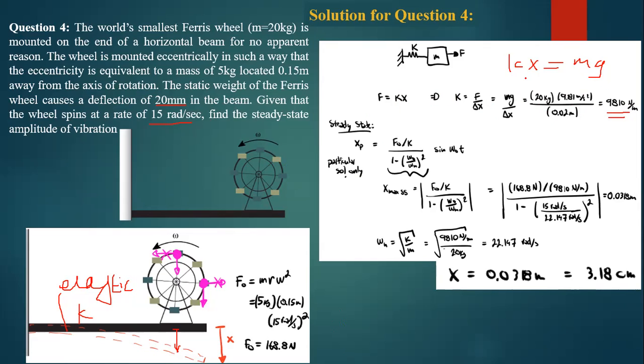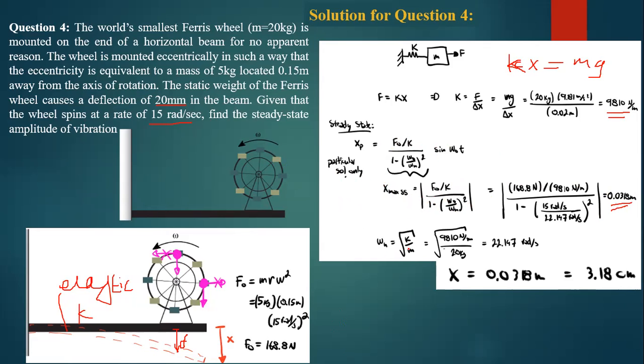K is equal to mg over x, or this x we most of the time call delta. We can express it as delta rather than x. Once we get the k value, the steady state amplitude x particular is equal to F naught over k over 1 minus omega over omega n the whole square. This is the steady state solution actually, but the coefficient indicates the maximum amplitude. So the steady state amplitude x max is equal to F naught over k over 1 minus omega over omega n whole square. From that we can find 0.0318 meter is the x.